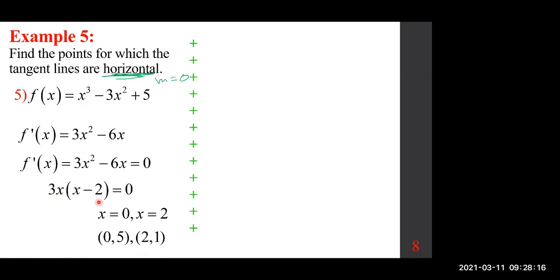Now, the reason I put this in a pair, I want to make sure everybody understands. When we say x is 0, x is 2, it doesn't mean the pair 0, 2. So 0 means plug in here, the pair 0, 5. 2 means plug in here: 2 cubed minus 3 times 2 squared plus 5, which is 1. Most of the time, just saying x is 0 and x is 2 is good enough, but I don't want anybody to be confused about what it means, okay?